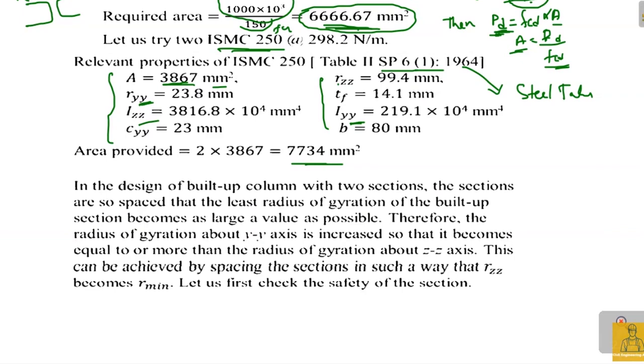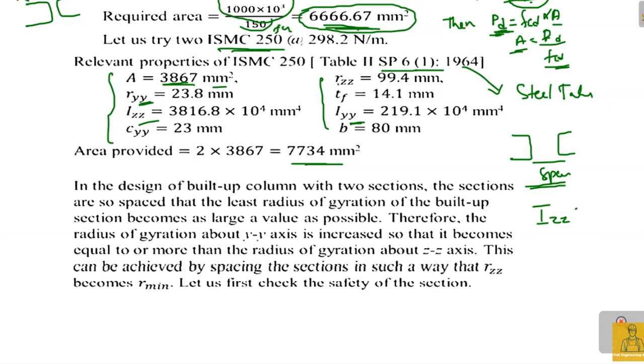So once you know the area that is required, the other thing that you need to find out is, you have chosen the channel section, the dimensions of the channel section, and now you have to find out the spacing required between these two channel sections. That is important. So I told you that IZZ is taken to be the minimum moment of inertia.